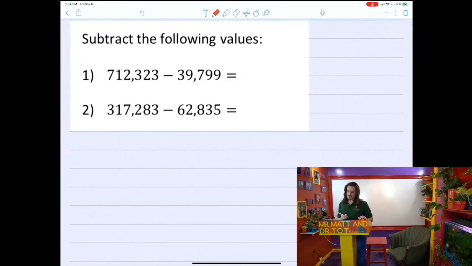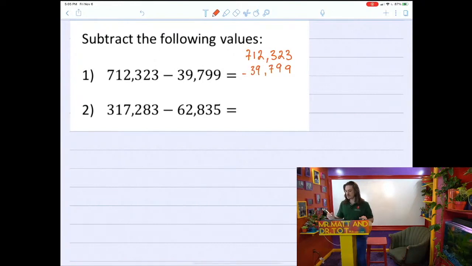So first of all, in mathematics, we want to orient ourselves vertically. This problem, number 1, says 712,323 minus 39,799. So I'm going to first write it out vertically. Start out with 712,323. And then you start with the ones digit and just match up the ones, the tens, the hundreds, the thousands, and then the 10,000s.